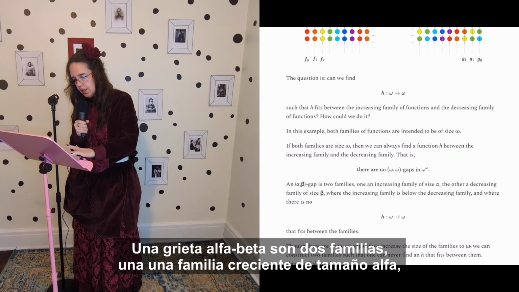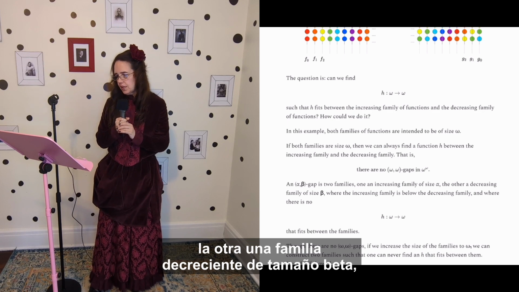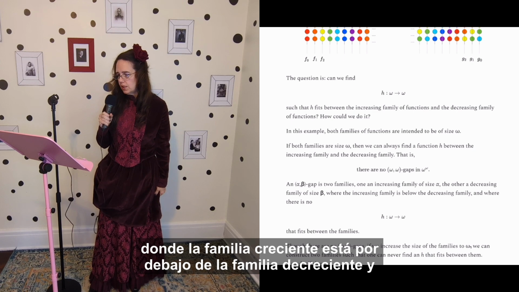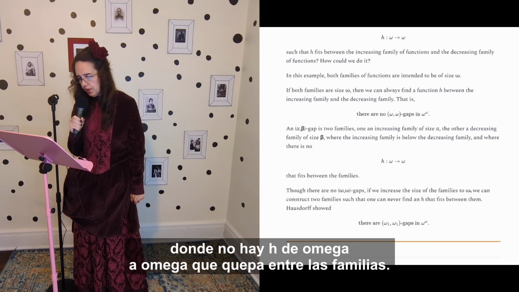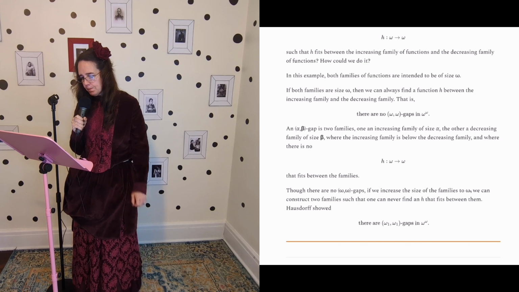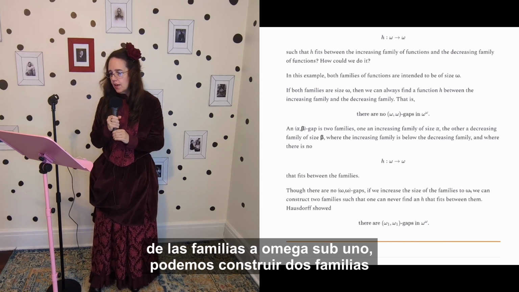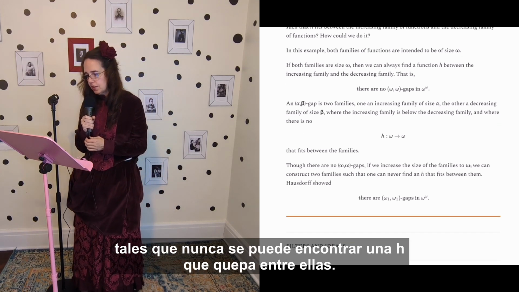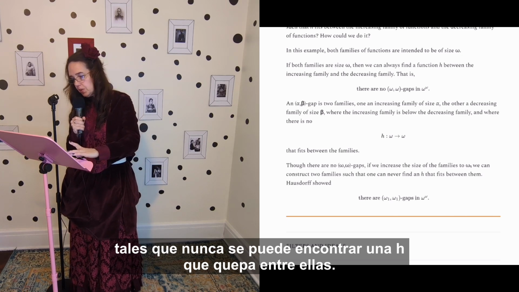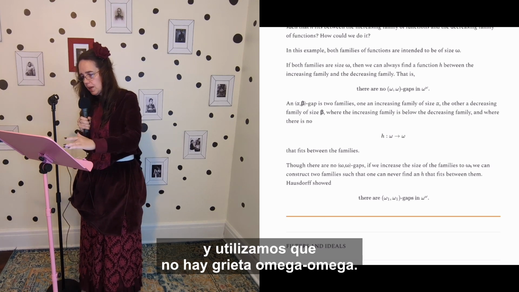An alpha-beta gap is two families, one an increasing family of size alpha, the other a decreasing family of size beta, where the increasing family is below the decreasing family, and where there is no h from omega to omega that fits between the families. Though there are no omega-omega gaps, if we increase the size of the families to omega sub 1, we can construct two families such that one can never find an h that fits between them. Hausdorff showed there are omega 1 gaps in omega to the omega, and we use that there are no omega-omega gaps.